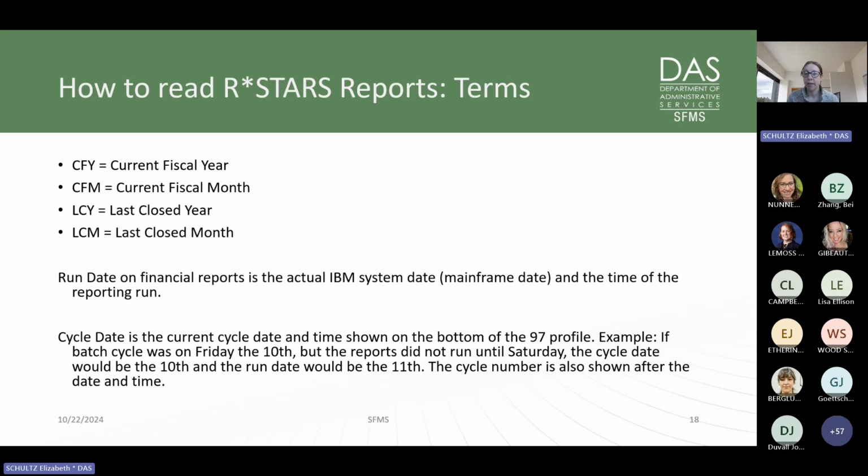The example is if we had a batch cycle that was run on a Friday, but the reports didn't actually run until early Saturday morning, the cycle date would be the 10th, the run date would be the 11th. And we also have a cycle number.